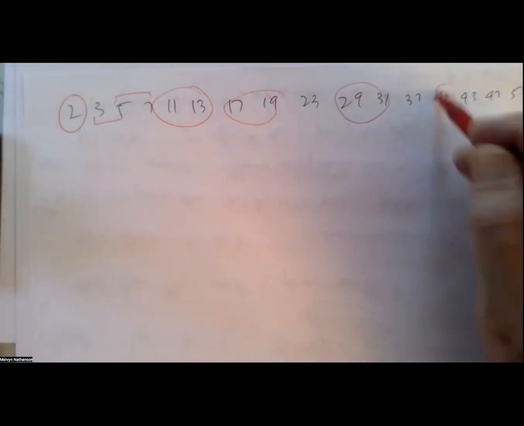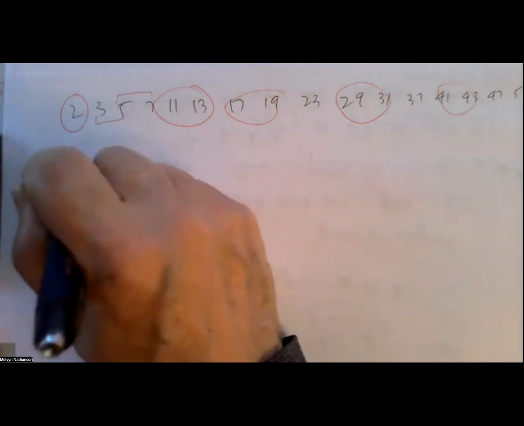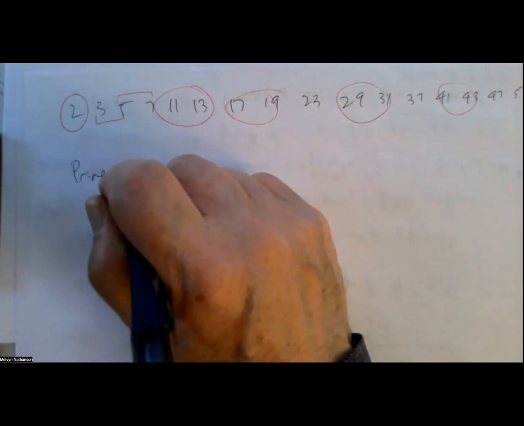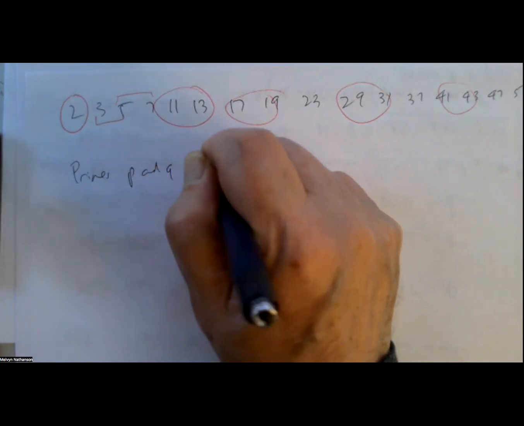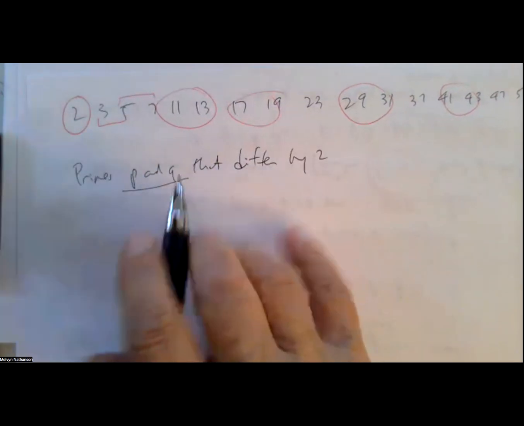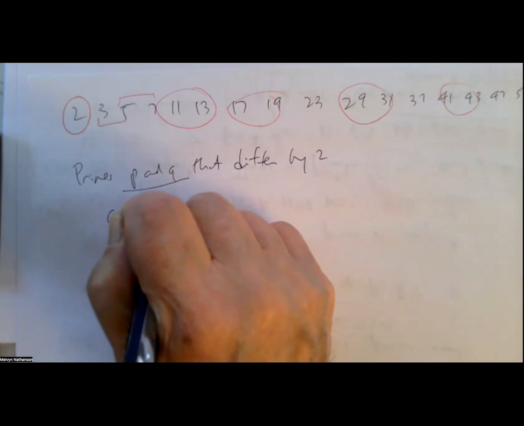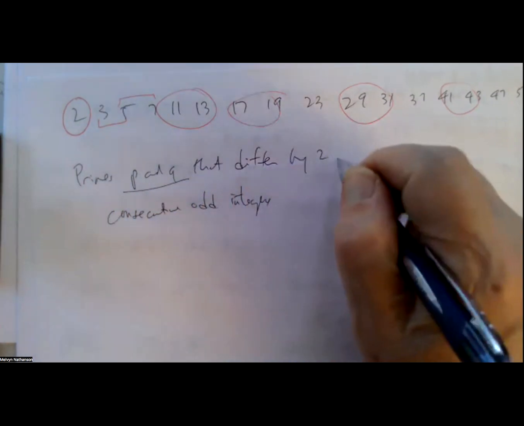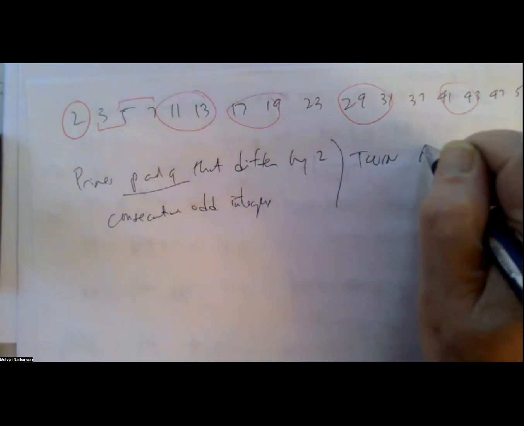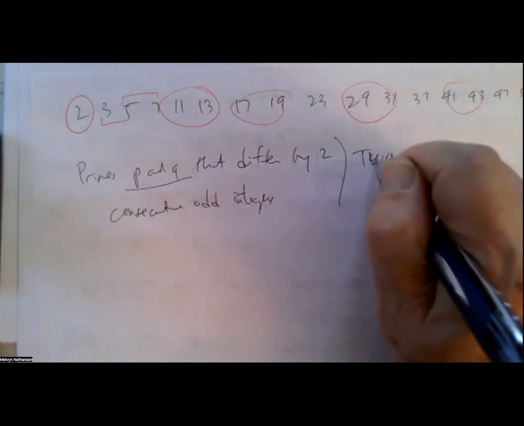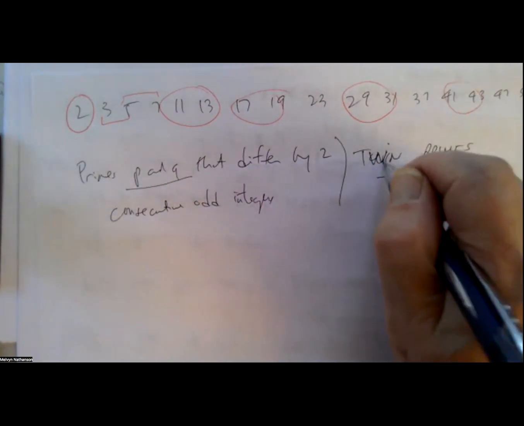29, 31, 41, 43. So primes P and Q that differ by 2, or in other words, primes that are consecutive odd integers, are called twin primes. So they're primes that are as close together as they can possibly be.